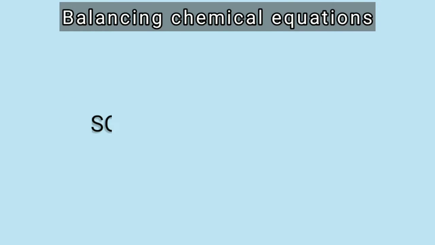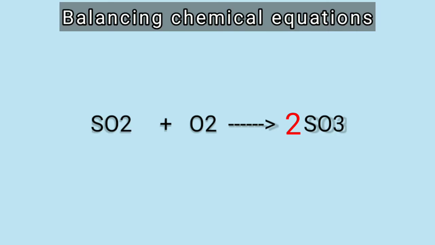Next equation, sulfur dioxide reacts with oxygen to form sulfur trioxide. We have an odd number of oxygen on the right side, so we will try to make it even by multiplying by 2, or writing 2 as a coefficient of sulfur trioxide. If we do that, the sulfur balance becomes disturbed and we have 2 on the right side and 1 on the left. So we will write 2 as a coefficient of sulfur dioxide. Then we will check oxygen atoms. Oxygen is 2 twos are 4 plus 2, that is 6 on the left side, and 2 threes are 6 on the right side. So the equation is now balanced.